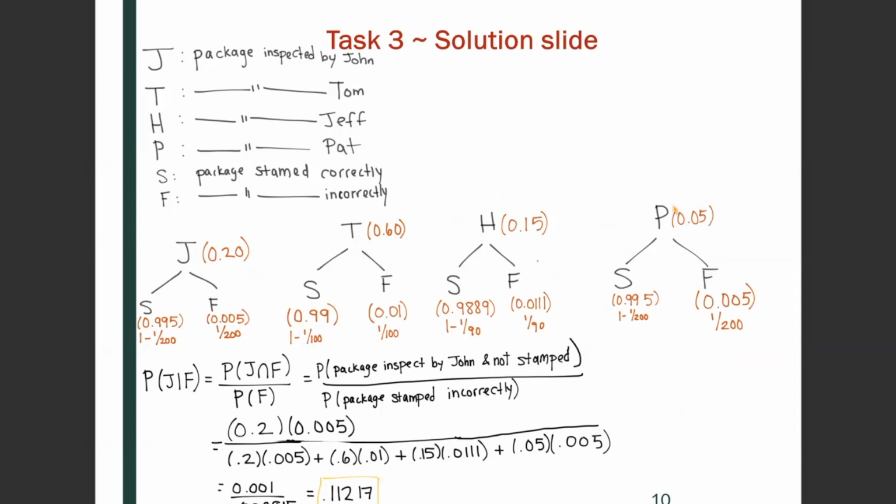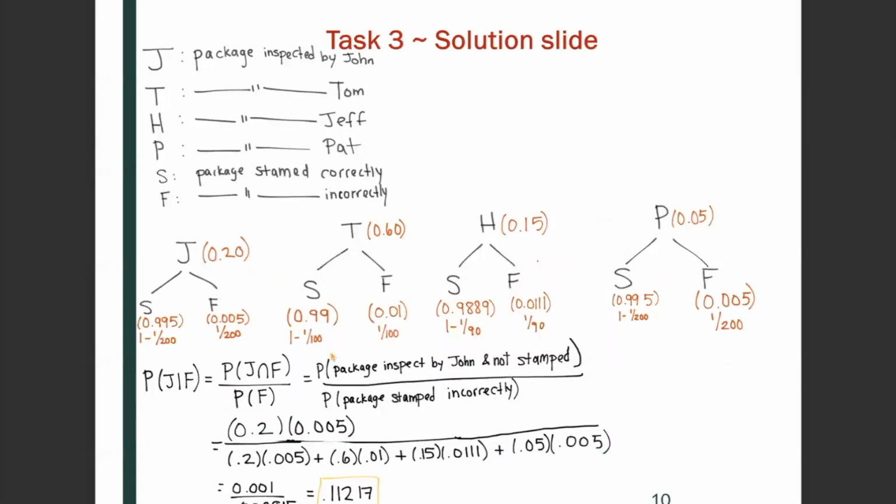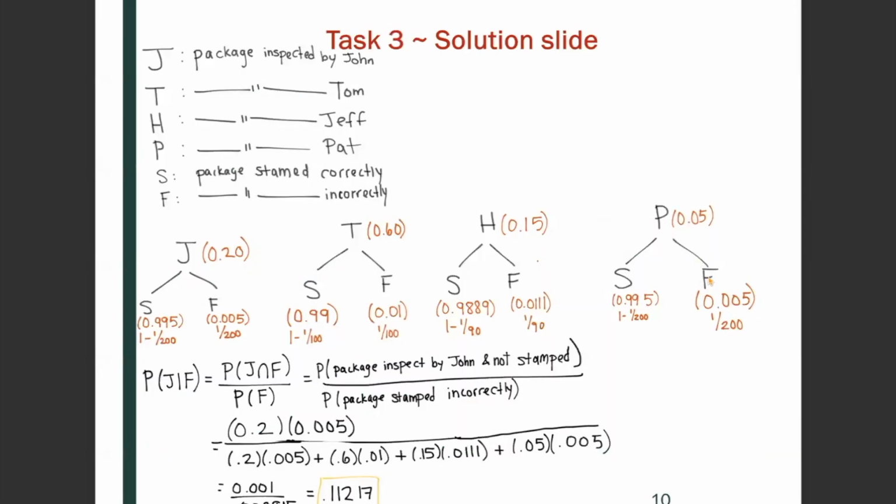And then last but not least, we have Pat, where Pat stamps 5% of the packages. So that would be 0.05. And he fails to stamp the expiration date once in every 200 packages. So here the F under Pat would be 0.005 or 1 over 200. So S, that it's stamped correctly, would be 1 minus that probability, which is 0.995.